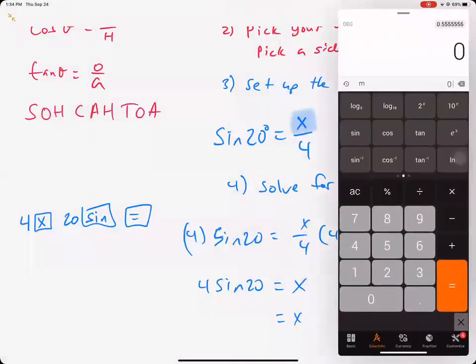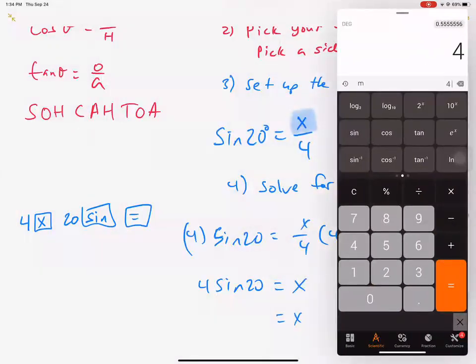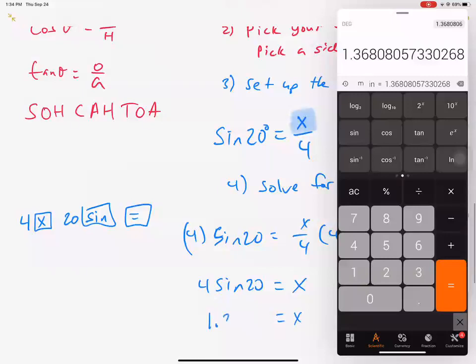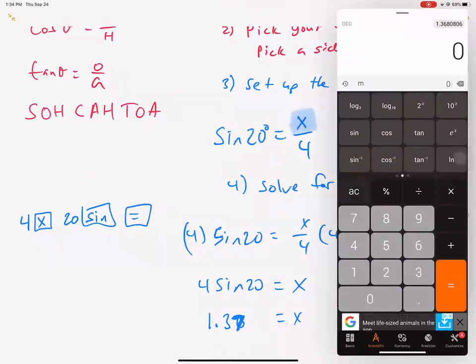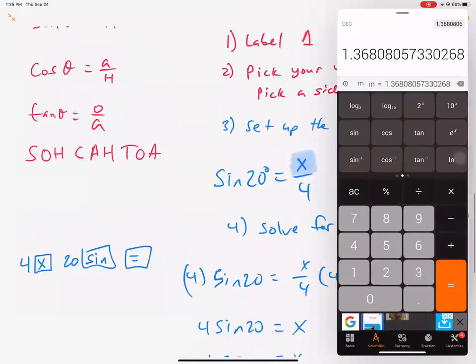So let's go ahead and follow what I said. 4 times 20 sine, hit equals. The side is 1.36. Rounding up to make that a 7, 1.37. Let me just do that again just to make sure. 4 times 20 sine. Yep, 1.37. So if you look, the variable is X.